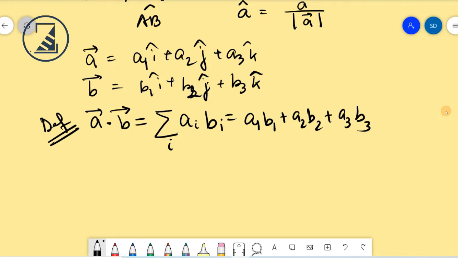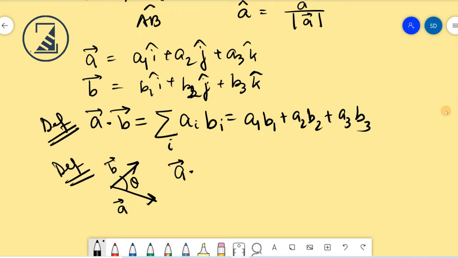Now why would we define such an operation? This is the question. Why are we defining the dot product like this? Let us take the geometric way of definition. The geometric way of defining a dot product is like this. Say we have two vectors, A vector and B vector, and the angle between them is theta.